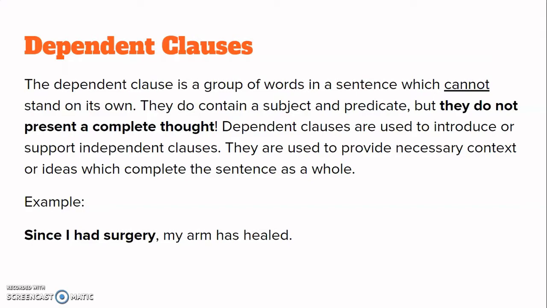Since I had surgery. If that was its own sentence, it wouldn't complete the thought. You would be wondering what happened since the surgery, what happened after. Why are you introducing that without completing that thought, right? So it is necessary to provide the independent clause which completes that thought. And if you accidentally write a sentence with just a dependent clause, that's considered a sentence fragment and is incorrect.